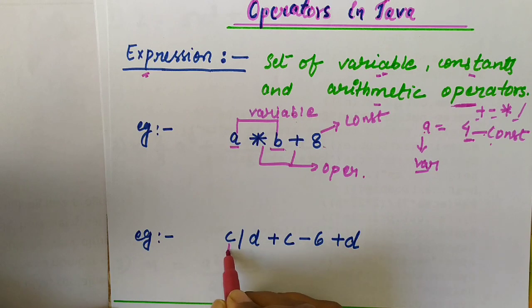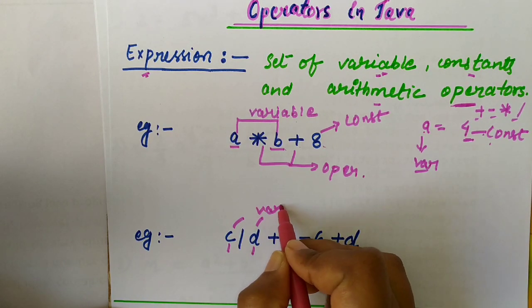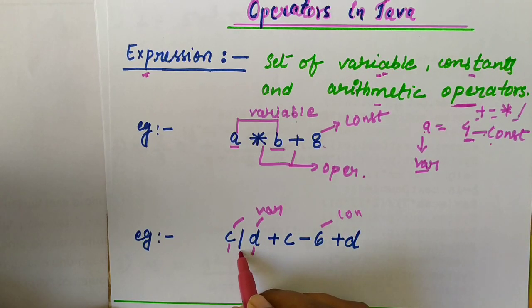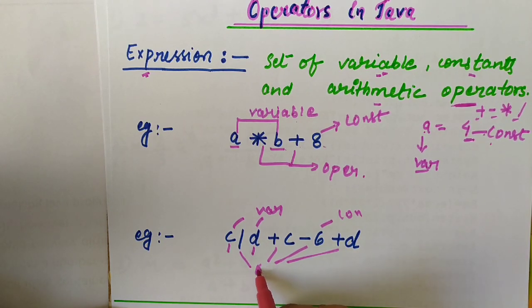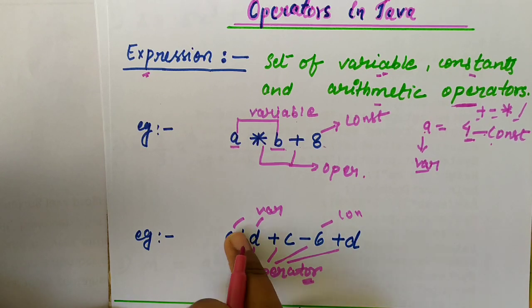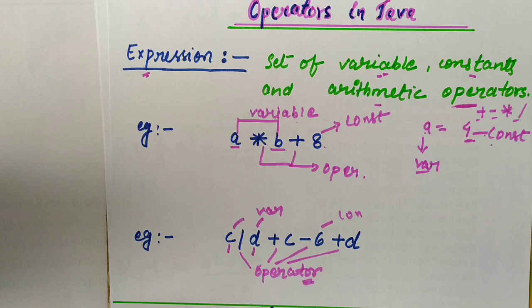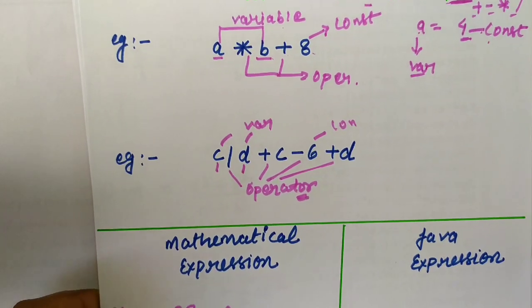Here c and d are variables, 6 is a constant, and divide, plus and minus are the operators. So this is called an expression.